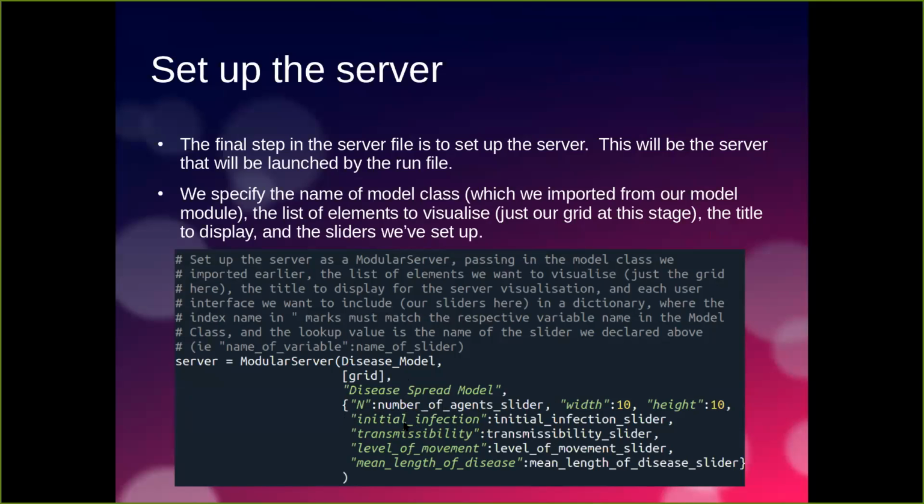Similarly, whatever the user picks for initial infection on the initial infection slider, that will become the value for initial infection that we pass in. This will become the value for the transmissibility that we pass in. But these names in inverted commas have to match the variable values that you're using in the disease model class. They must match. That's how it knows which things it's affecting. And we can also set up the width and height of these sliders as well.